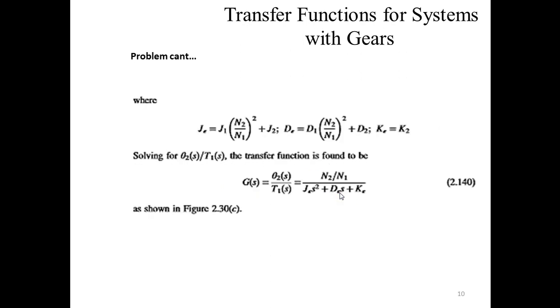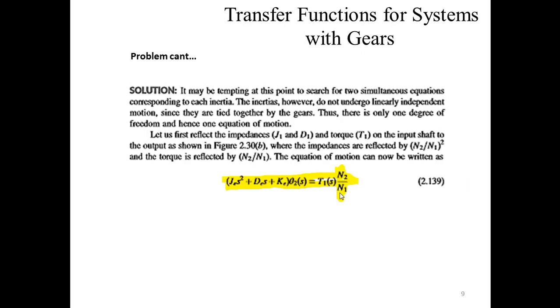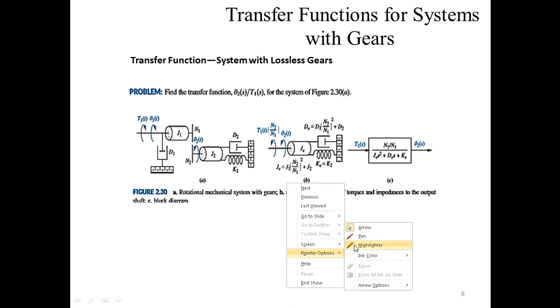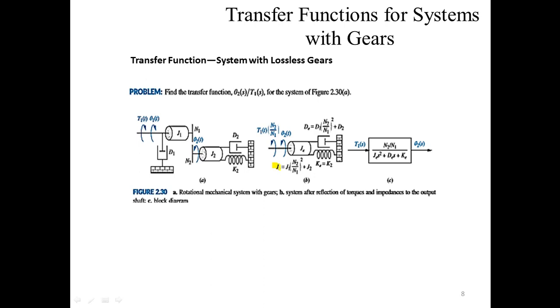So how do you find the value of this actually? We have reflected the impedance J1, J2 and T1 on the input shaft to the output shaft as shown in figure 2.3b. You can see that we have converted this whole system into this system, and this is very easy. You just have to incorporate all these. This JE is basically the combination of this J1 and J2.